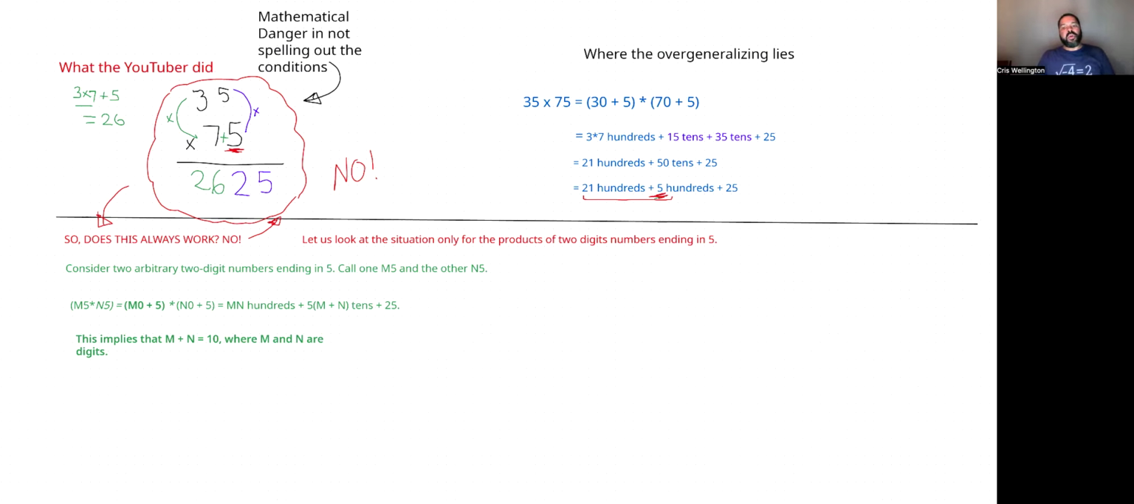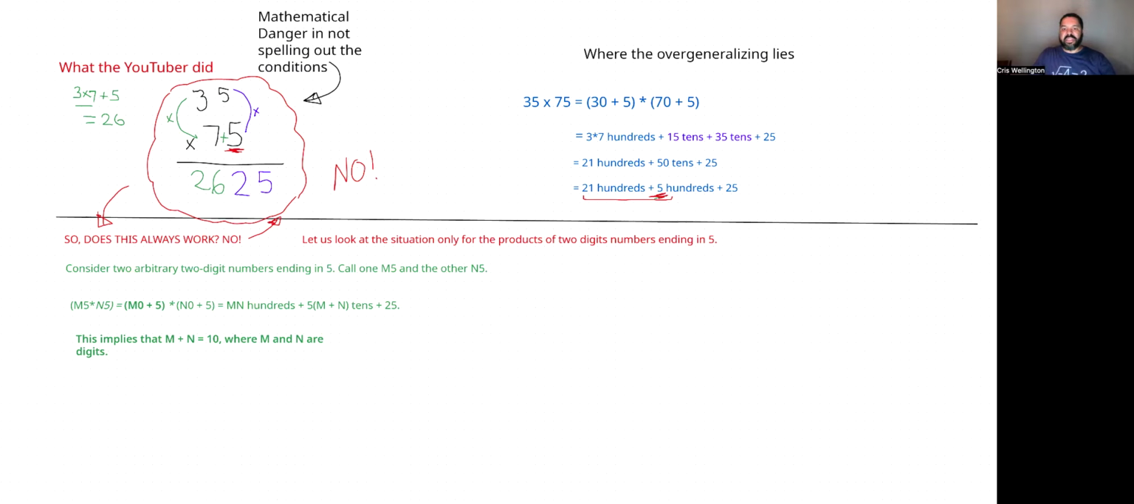And so a person might think this is a general idea, that it works for every two-digit number ending in 5. The YouTuber should have explained this, because it doesn't work at all times, right? So this is a problem with overgeneralizing.